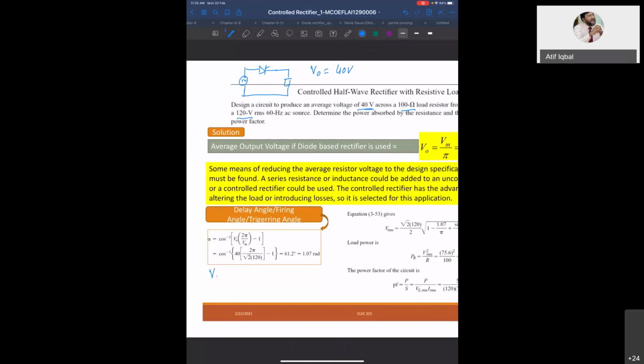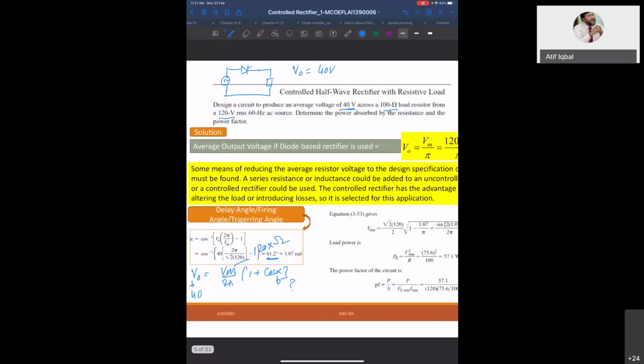So the average voltage is given as Vm by 2 pi into (1 plus cos alpha). This is how you get it. From here, you know this as 40 volt. You know Vm as 120 into root 2. And I have to calculate alpha. So the alpha that you calculate is 61.2 degrees. So at 61.2 degrees, if you use this alpha, then you will be able to get 40 volt.